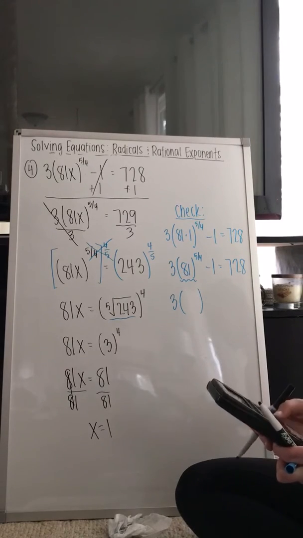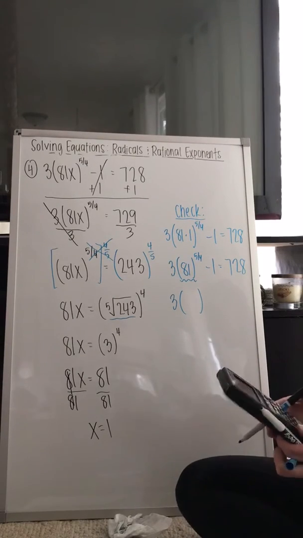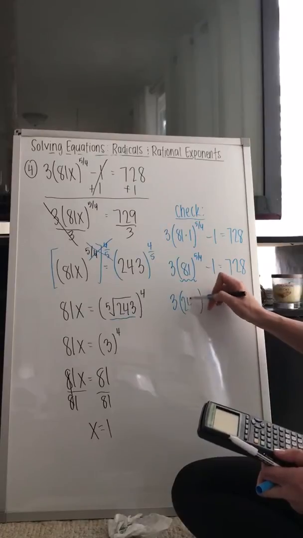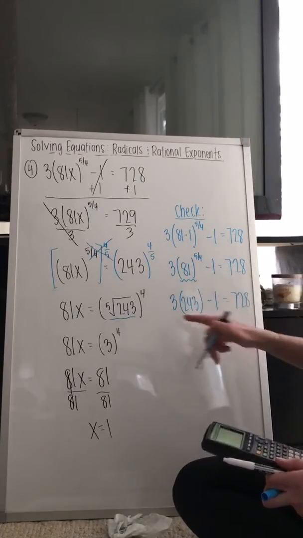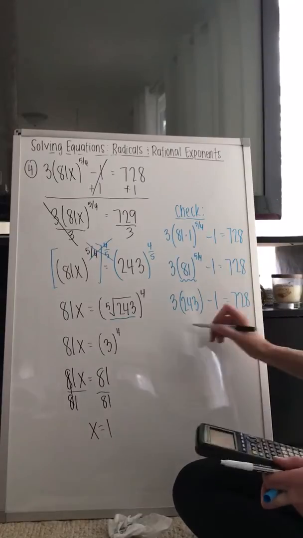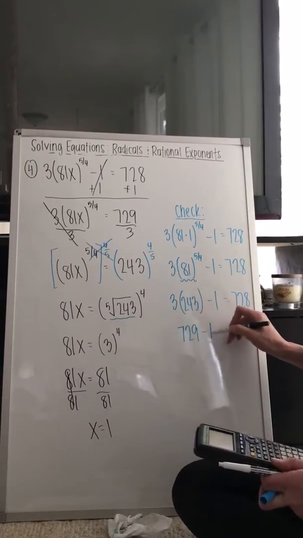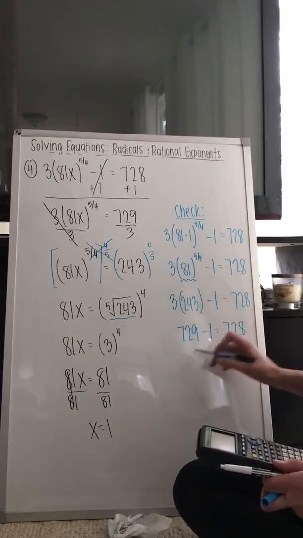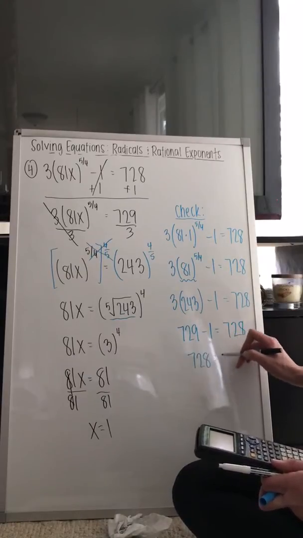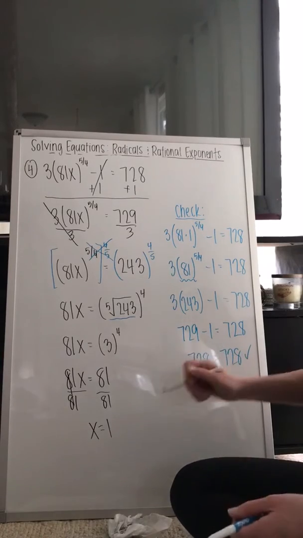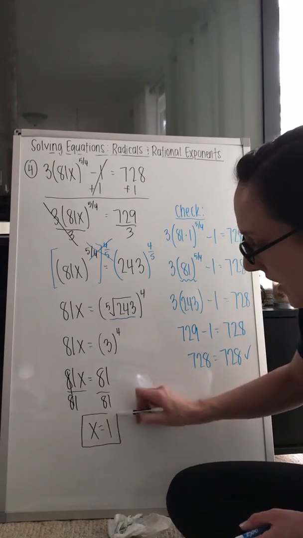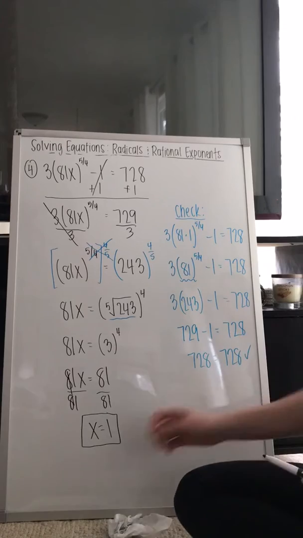Again, in the check step, we're just making sure that this is actually working. So this is 243 minus 1 equal to 728. Multiply out 243 times 3, which is 729, minus 1 equal to 728. So when I subtract that, 728 is equal to 728. So that works. That tells us that x equal to 1 is a solution.